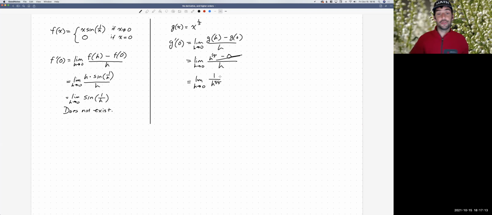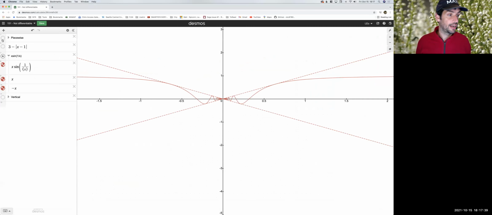And so this is one of those limits that shoots off towards infinity. In other words, this limit doesn't exist. We write that it equals infinity to mean it doesn't exist. It just grows without bound. So once again, this limit, the derivative limit, fails to exist, and so this function is not differentiable at 0. Let's jump to the graph.